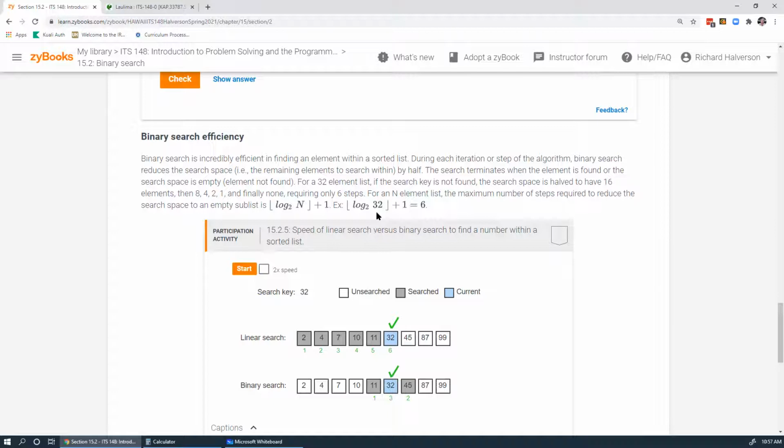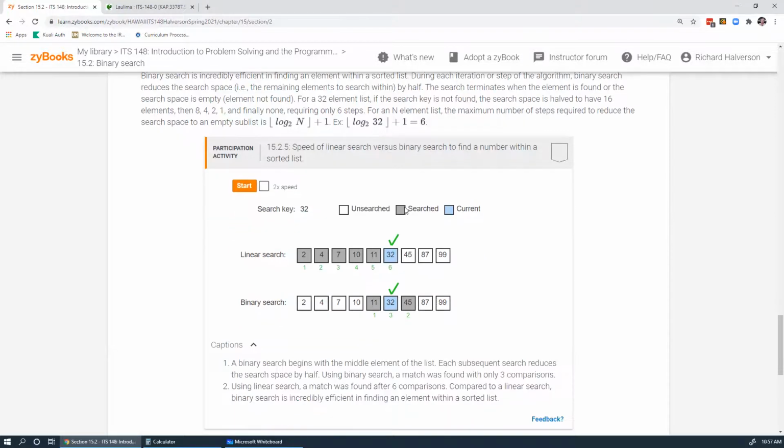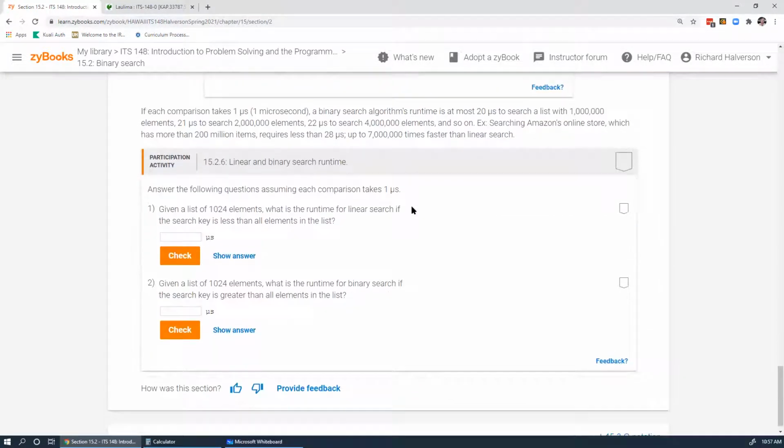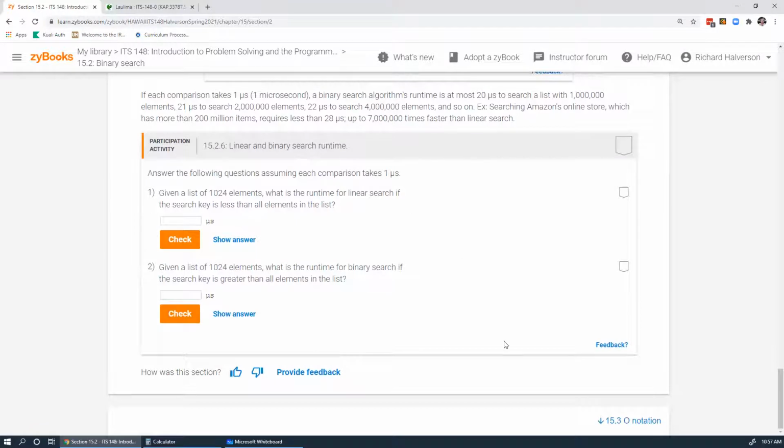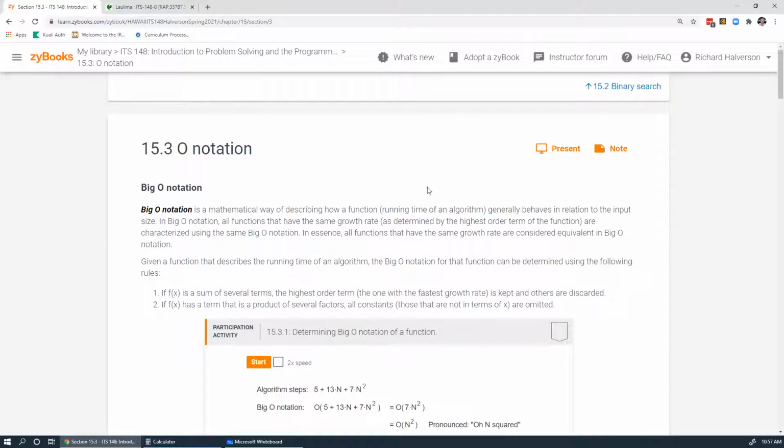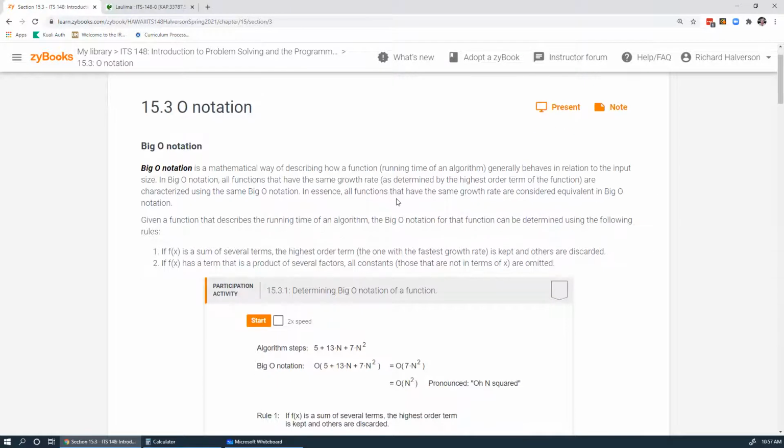Is it n? Is it log to the base 2 of n? Like for linear search, it's n. Or for sorting, it can be n squared. So that's what we're looking for here, and that's the sort of analysis we're going to be doing. Okay, so here we are introduced to it. It's called O notation. Big O notation.